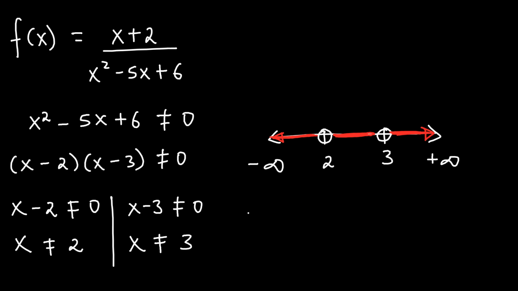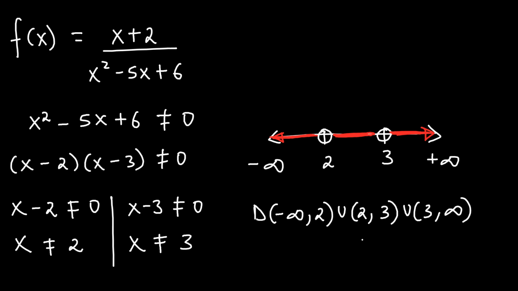And the domain for this example will be from -infinity to +2, not including 2, union from 2 to 3, but not including 2 and 3, or from 3 to +infinity, but not including 3.